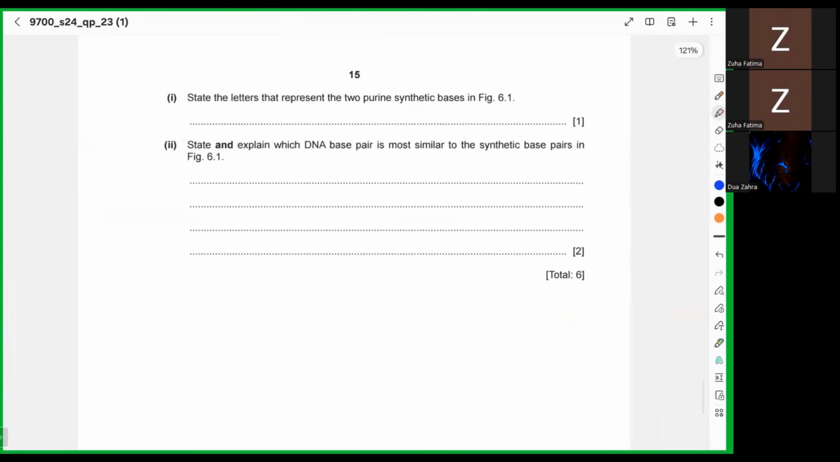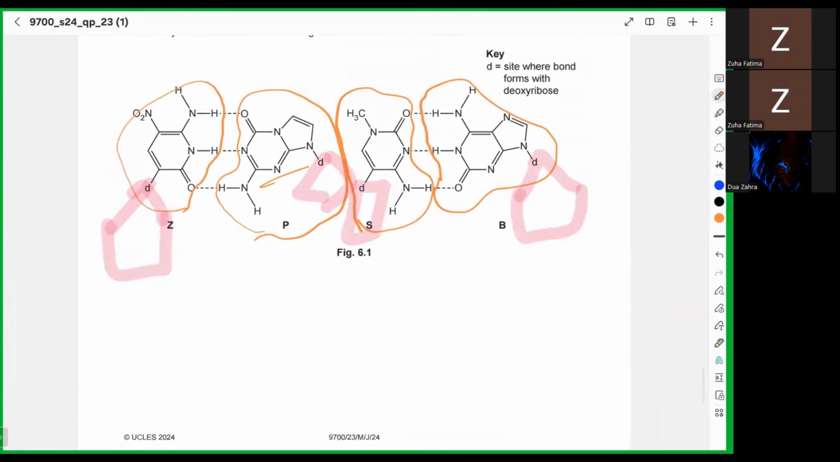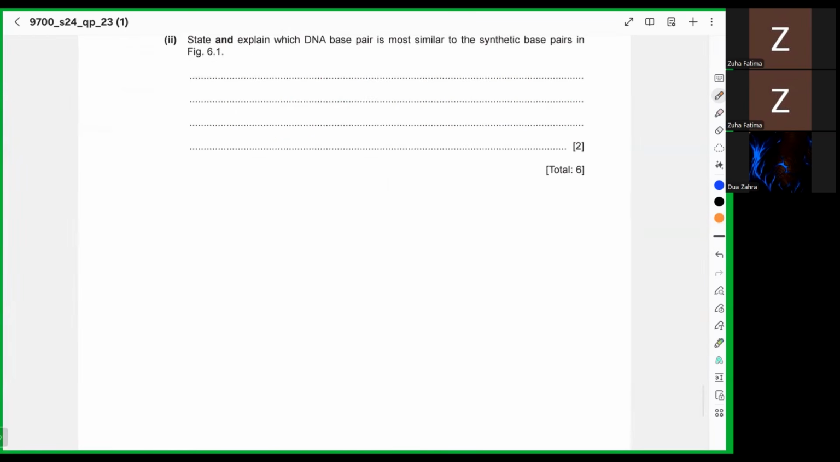State the letters that represent two purine synthetic bases. हमारे पास purine कौन सी bases होती हैं? Double ring bases होती हैं. So double rings किन में है? हमारे पास P में हमें double ring दिखाई दे रही है. This is double ring. और हमें B में डबल रिंग दिखाई दे रही है. So this is a double ring base. So P and B are acting like purines.